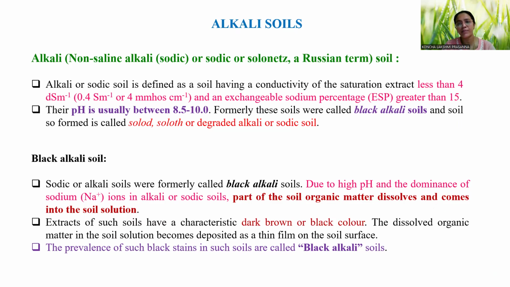Partial dissolution of organic matter, or humus, takes place in the soil solution. When there is partial dissolution of humus, some stains or remnants of that organic matter are characteristically dark brown or black in color. This dissolution occurs in the soil solution, which forms a thin film on the soil surface. This thin film resembles black or brown stains, and so it is called black alkali soils.